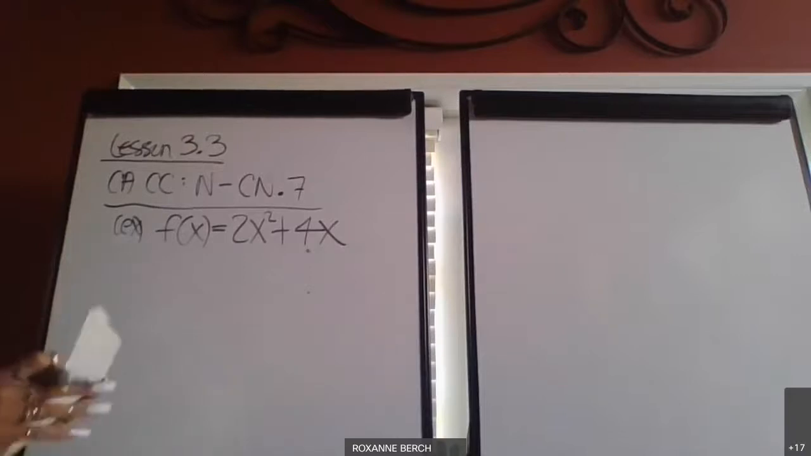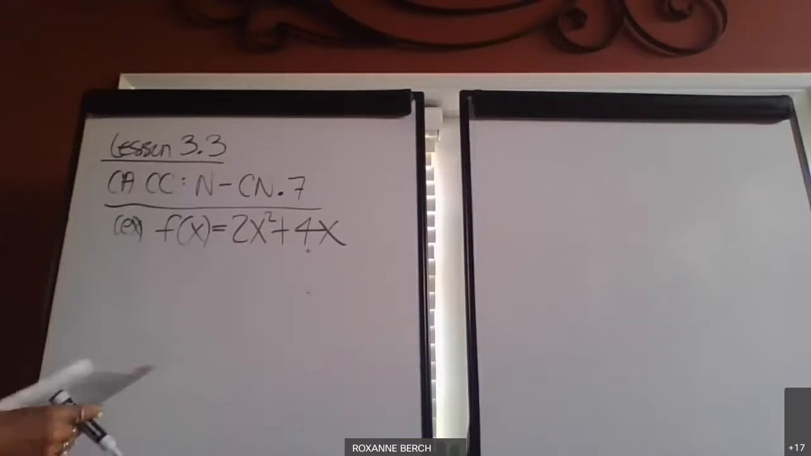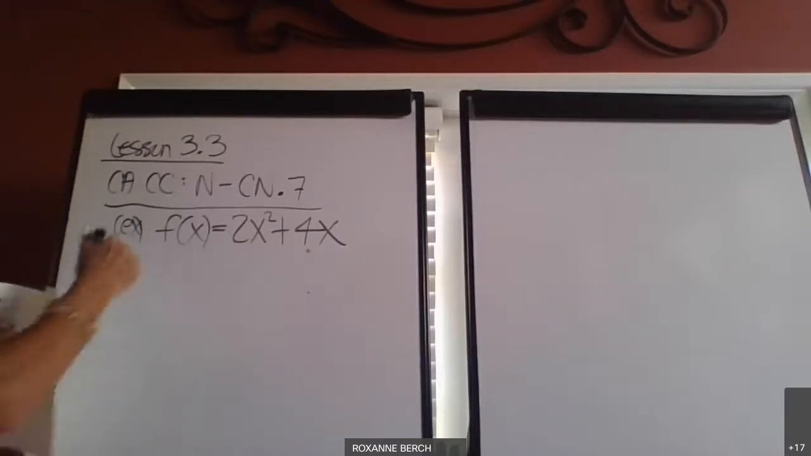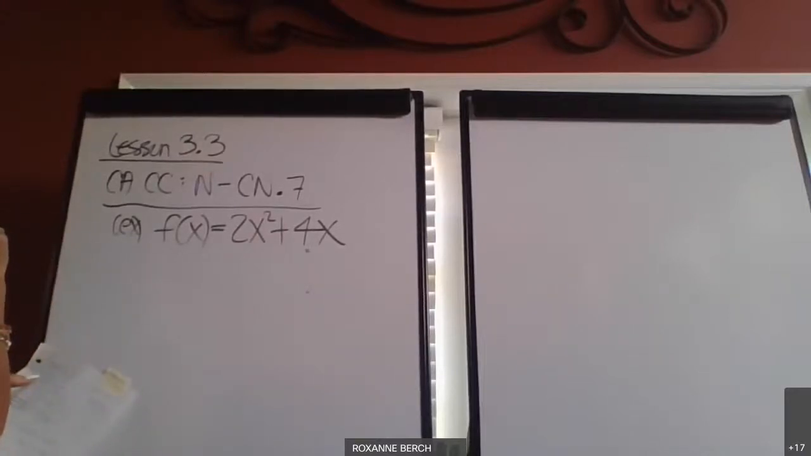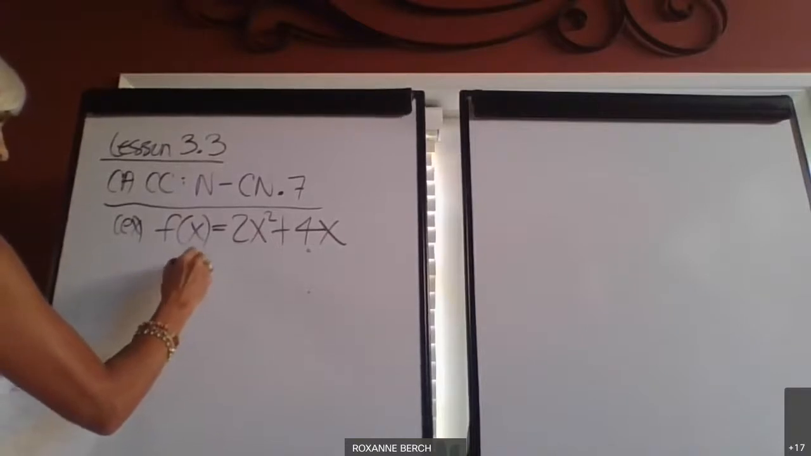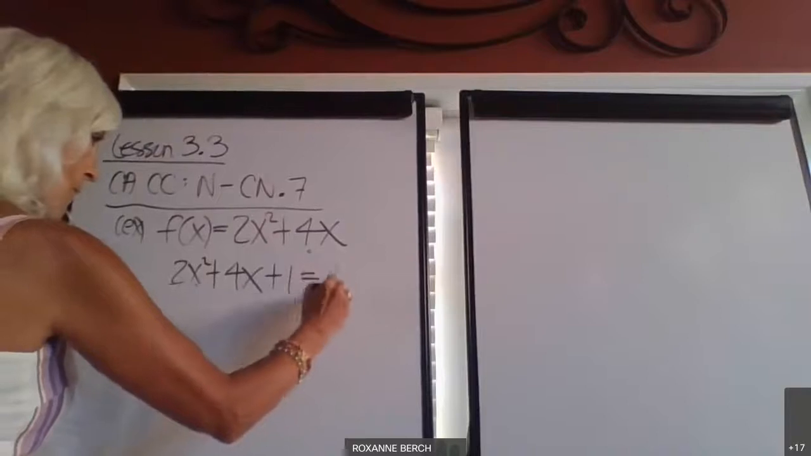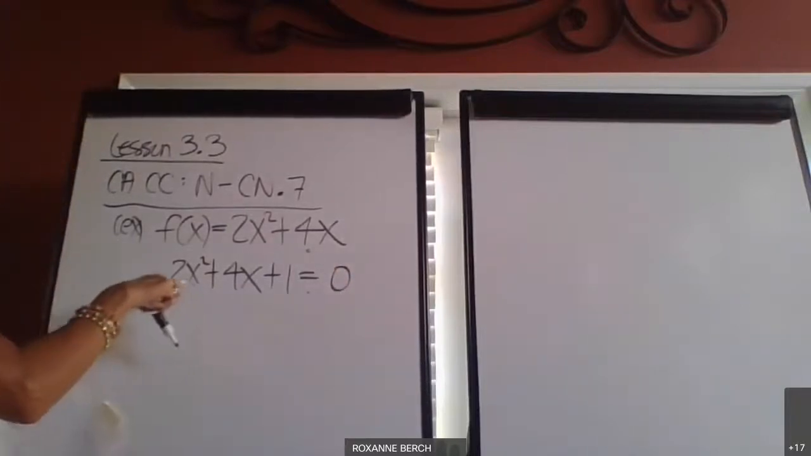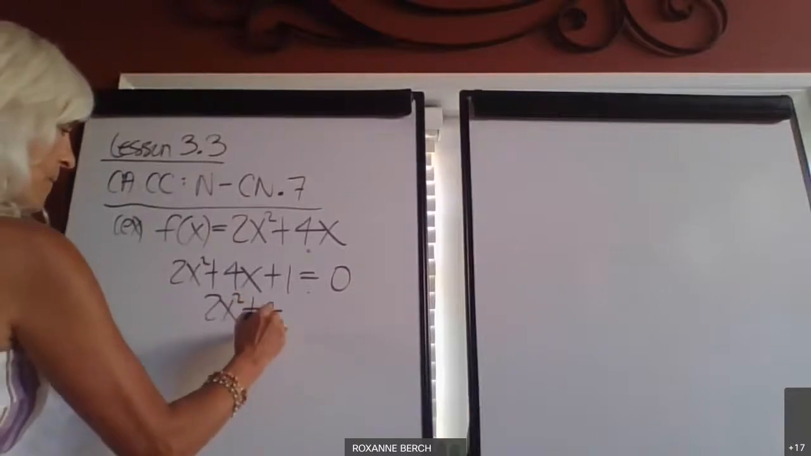So that's not the parent, but that's just the graph that they give you. And they start doing things to this graph. The first one, they're going to take 2x squared plus 4x and add a 1. So to make that look like that, we're going to subtract 1.